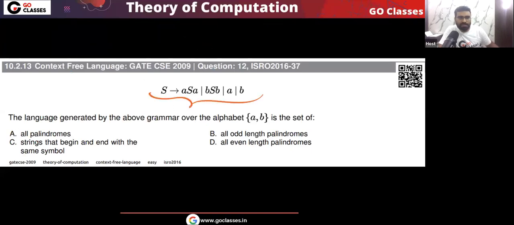The given grammar is S goes to aSa, bSb, or a, b. Actually, this is a standard grammar for odd palindromes. Yes or no, odd length palindromes. So what will the answer for this question be? This is a standard grammar, remember. We have already seen this grammar in our context-free grammar lectures. So this grammar is a standard grammar for odd length palindromes. The answer will be option B.